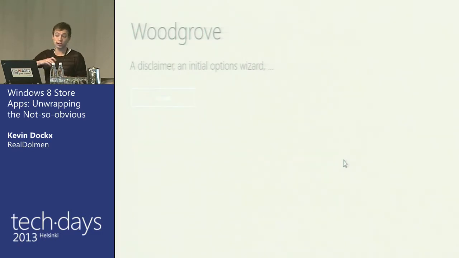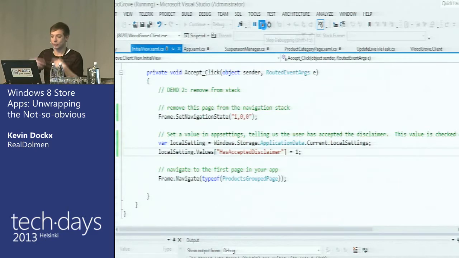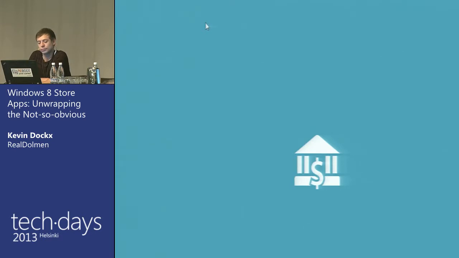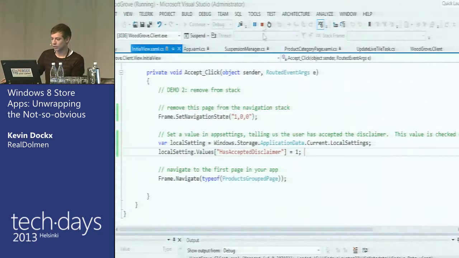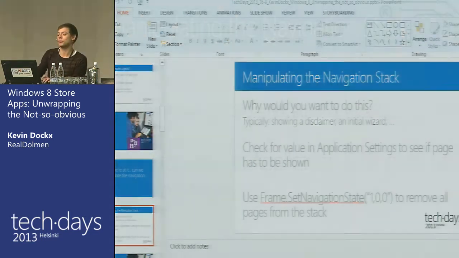Okay, first time, show the disclaimer, that's good. Accept it. And I'm in my main app without the back button here, so the user can't navigate back. And I stop the app, and let's start it again. And there we go, the disclaimer is no longer shown because it has been accepted. So that's one of the reasons you might manipulate a navigation stack and why you would do it.